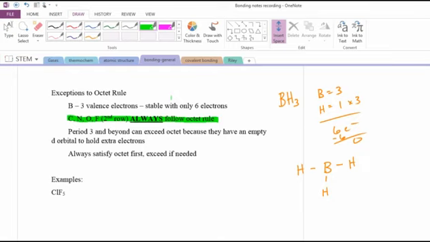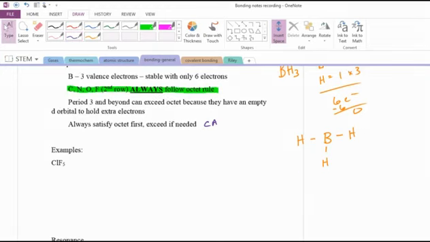But once we get down to row 3, period 3, and beyond, we can exceed the octet rule because there's an empty d orbital. We always satisfy the octet first, and then exceed it only if we need to. And we usually see exceeding the octet rule on the central atom. So let's look at this.